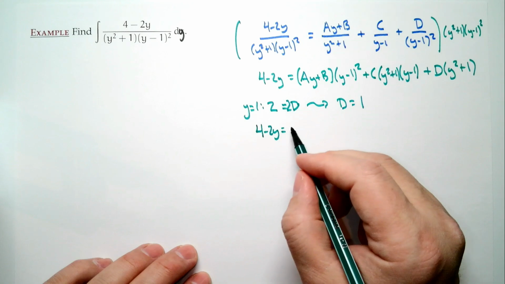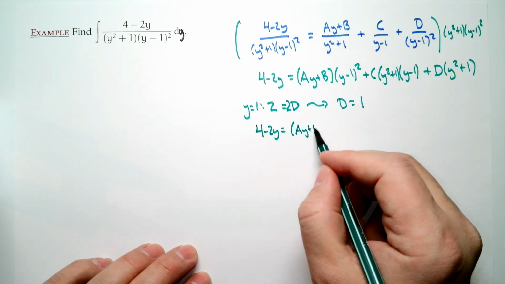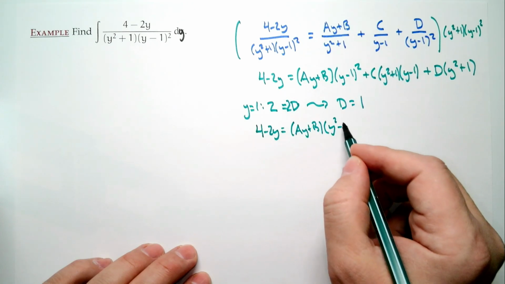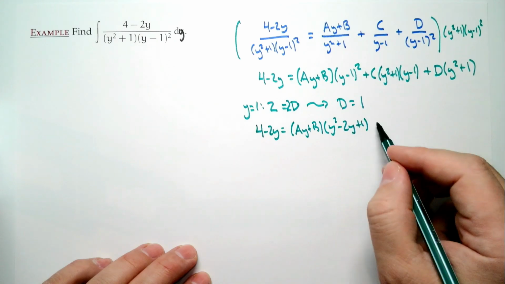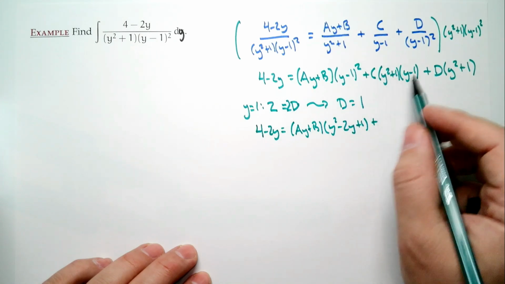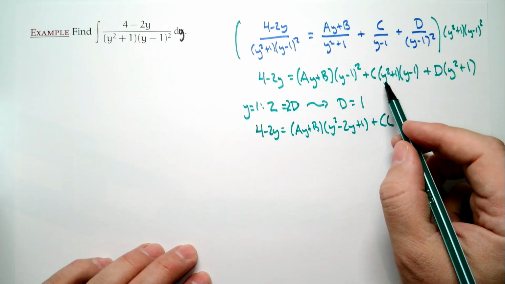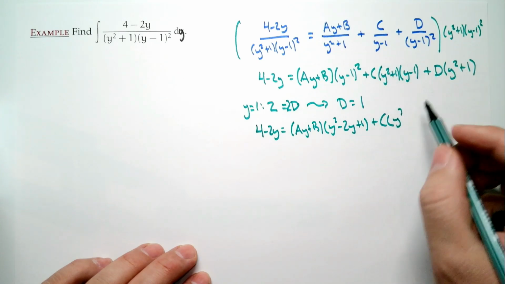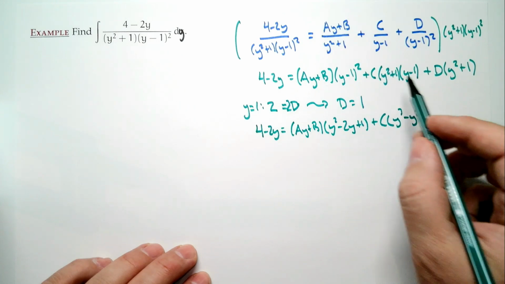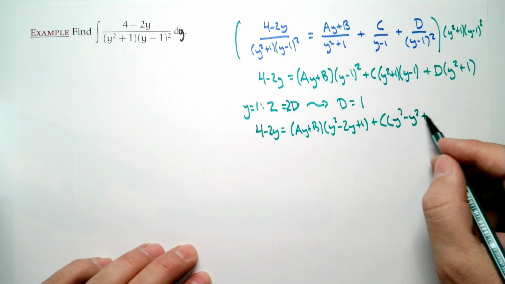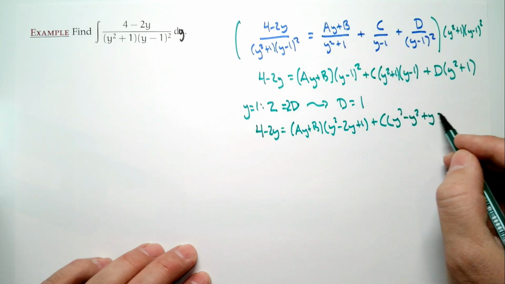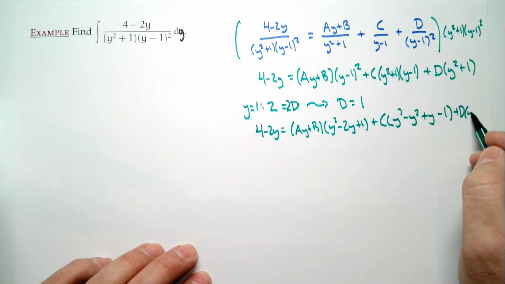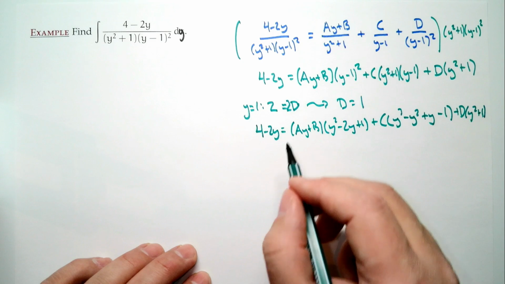All right, a times y plus b. Y minus 1 squared is y squared minus 2y plus 1. Then you get c. And here we can actually just go ahead and multiply this through. Y squared times y is y cubed. Y squared times minus 1 is minus y squared. Then 1 times y is plus y. And 1 times minus 1 is minus 1. D times y squared plus 1.